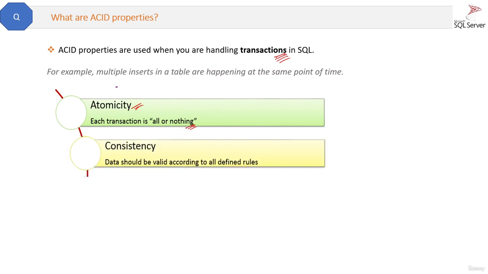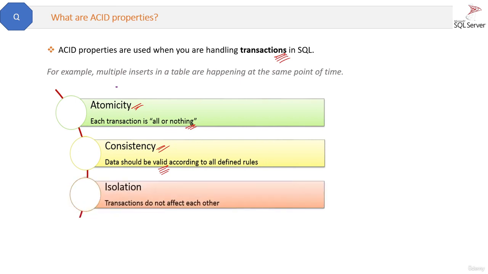The second character of ACID is C, which stands for consistency, meaning all data being inserted or updated should be of valid data type and follow the rules and constraints defined. So whatever data you are trying to enter in your tables should follow the constraints, whether it's a not null constraint, a primary key constraint, or a unique constraint. So your data should follow those rules. That is consistency.